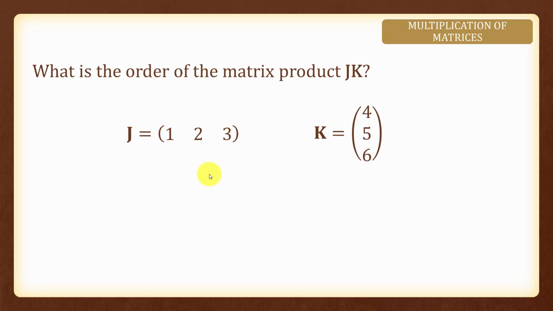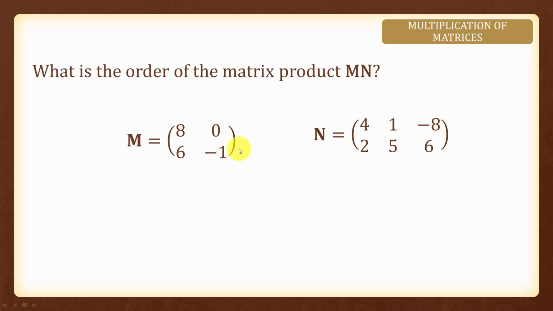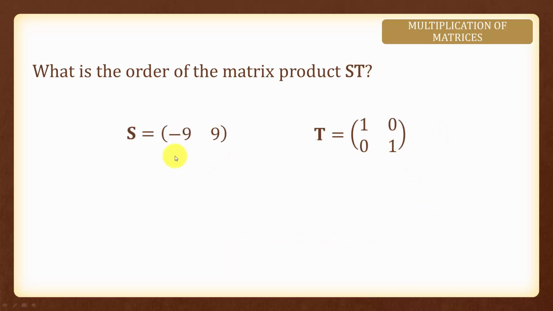What is the order of the matrix product JK? Since the number of columns in matrix J is the same as the number of rows in matrix K, we can multiply matrix J with matrix K. And the order of the matrix product JK will be 1 by 1. What is the order of the matrix product MN? Yes, it will be 2 by 3. And what is the order of the matrix product ST? Yes, it will be 1 by 2.